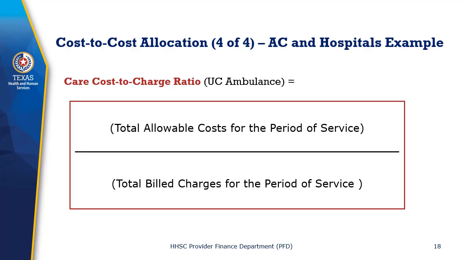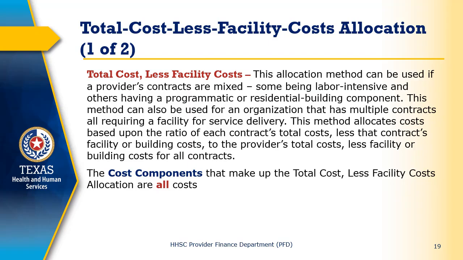For UC ambulance cost reports, cost-to-cost ratio is called cost-to-charge ratio. A provider's reported costs are allocated to the Medicaid program based on a cost-to-charge ratio. The cost-to-charge ratio is calculated as the total allowable cost reported for the service period as the numerator over the total billed charges for the service period as the denominator. This ratio is used in the cost settlement methodology of the UC ambulance program.